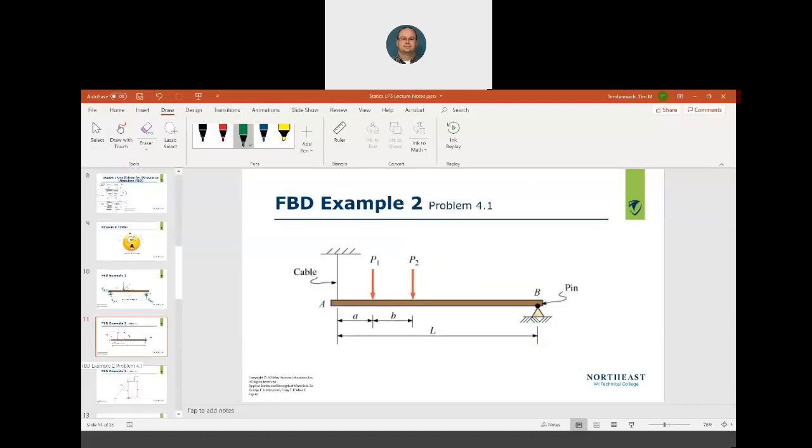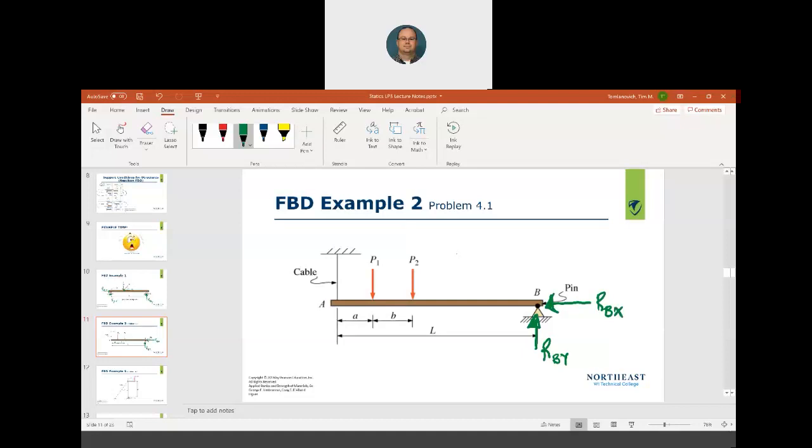All right, example 2. This is problem 4.1 of your book. All right, so I need to solve all the forces in here. So I have a point load P1 at a distance A, a point load P2 at a distance B, okay, and this is a pin. So at the pin in B, I know I'm going to have two reactions. Reaction at point B in the Y direction, okay, the reaction at point B in the X direction, okay.